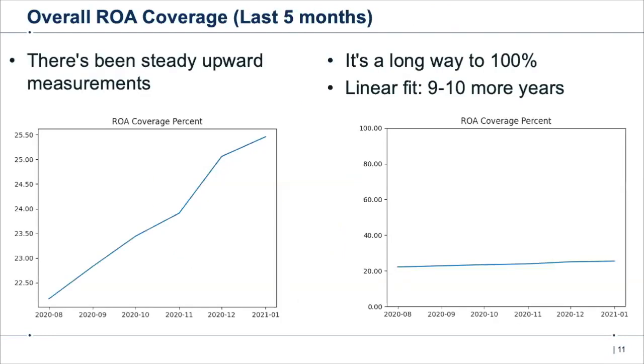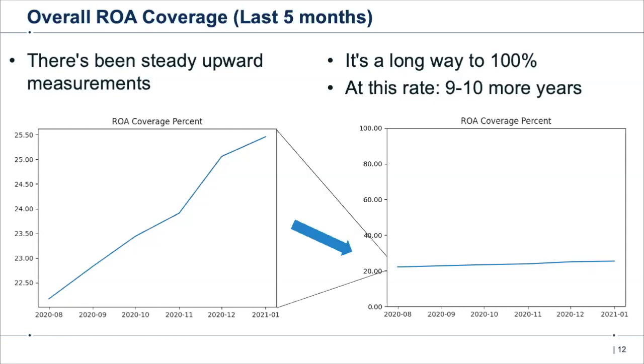Now, I have about 5 months of data in this particular measurement system I built. And I was able to go back and see, on the left-hand side, a chart which shows pretty steady growth from August of 2020 to now. On the right-hand side, there's another chart which is actually the same chart. The difference is the scale. One is showing that from 22 to 25%, it's going up, but from 0 to 100, it's kind of flat. So it's going up, but it's taking some time to get there. At this rate, if I just extended that line out, it'd be 9 or 10 more years till we get to full deployment.